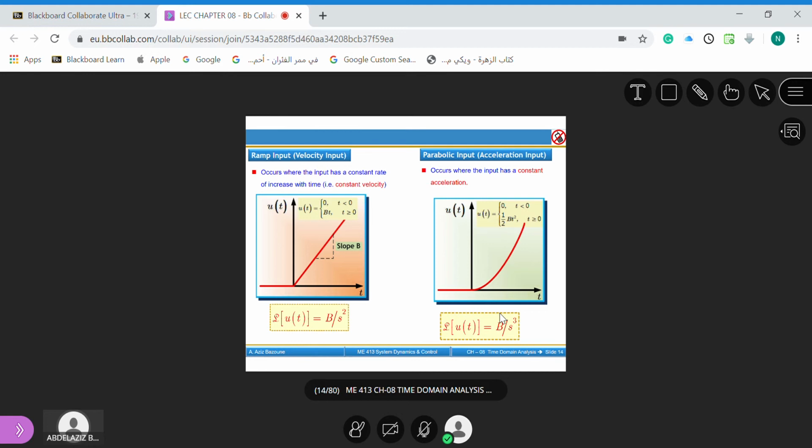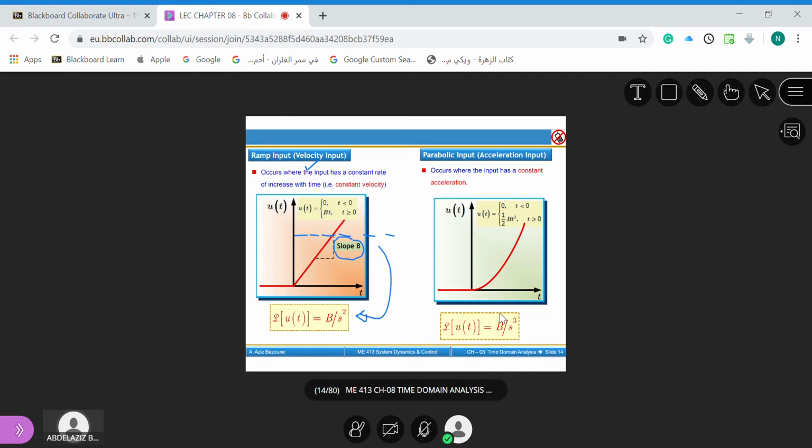The ramp input, also called the velocity input, occurs where the input has a constant rate of increase with time. Constant velocity. You can consider this as the displacement. The slope is B, and the velocity will be constant like this. So this is also a ramp input. The Laplace transform for the ramp input, you remember, is simply B over S squared.